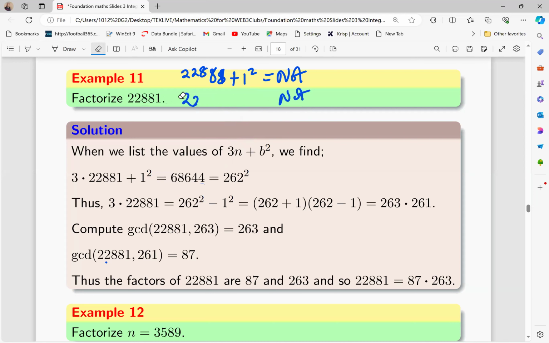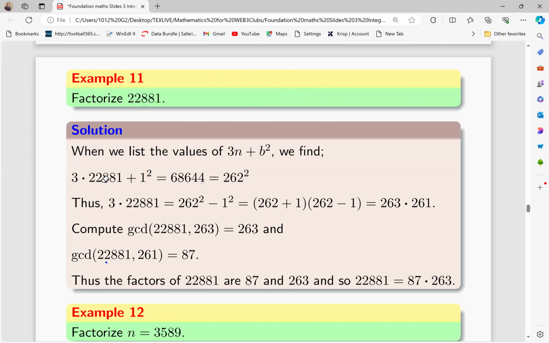Now, somebody will have asked, is it possible to use 2? I've not used 2. I've used 3. I'll explain that at the end of these examples, why I have not chosen 2, but I've chosen 3.